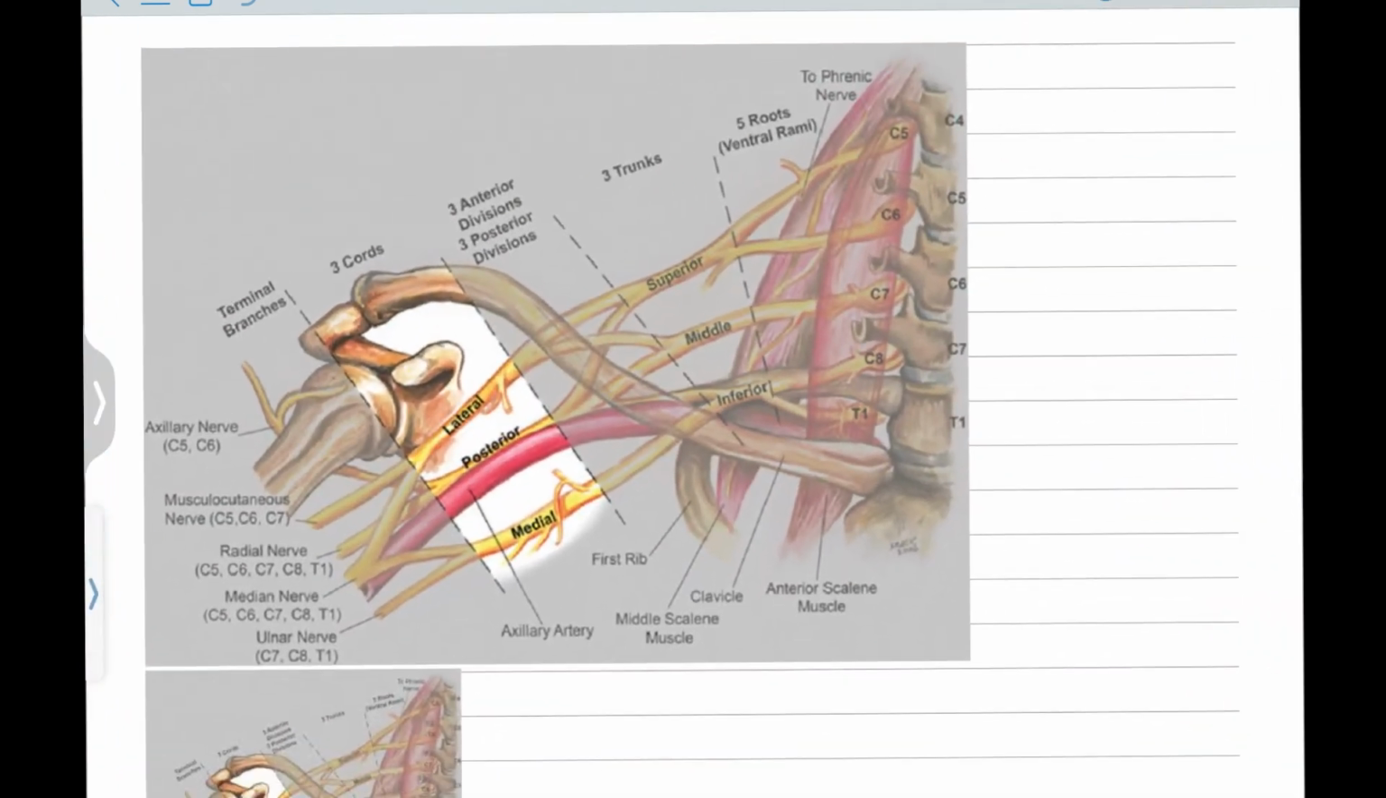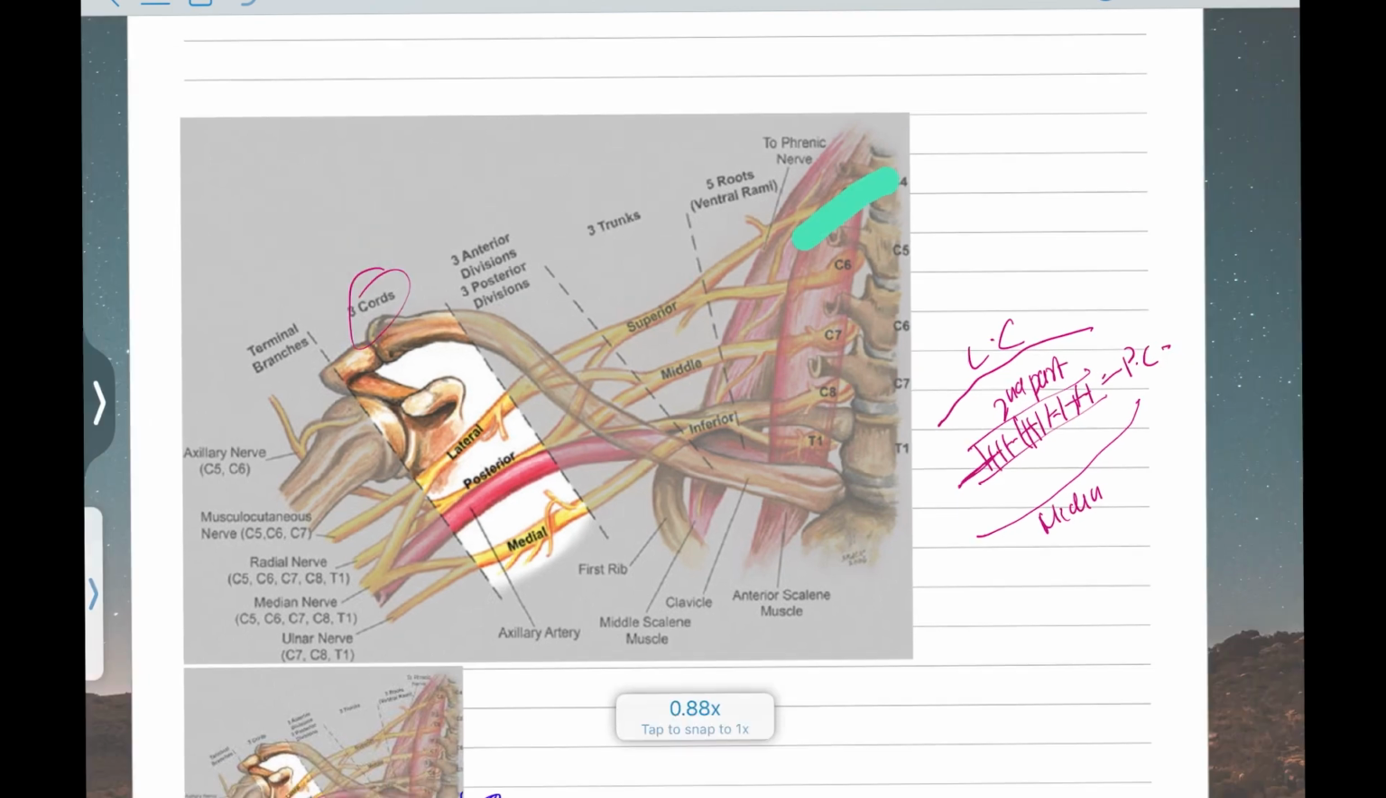I told you already about the three cords. There you can see there is the axillary artery. The cord passing lateral to it is known as the lateral cord. The second part of the axillary artery, the cord passing medial to it is known as the medial cord, and the cord passing posterior to it, as you can see, is known as the posterior cord.